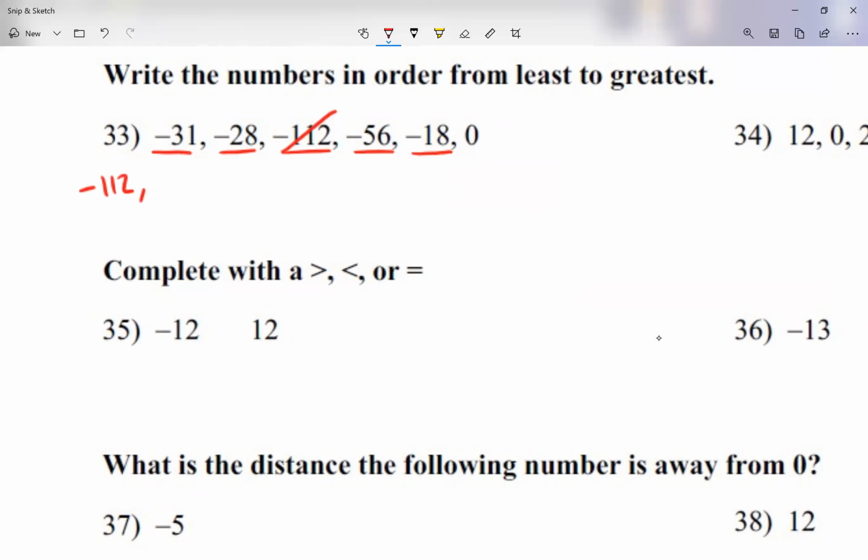For the numbers that I have left, if they were positive, 56 will be the biggest. But because it is negative, it goes the other way around. So -56. Let me cancel it out. Again, let me take a look at my negatives. If they were positive, 31 will be the biggest. But because they're negative, I'm going to say -31 comes after. Then -28, then -18. So I did all my negatives and then 0. Negatives are always to the left of 0. Positives are always to the right of 0.